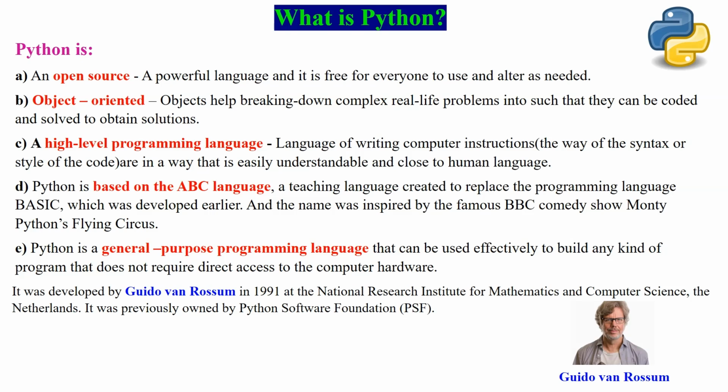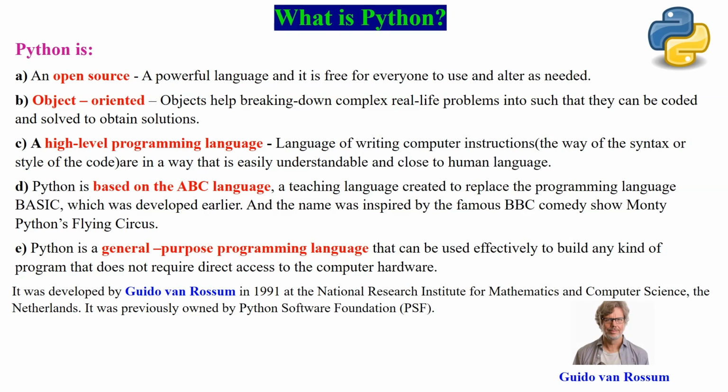Python is object-oriented, which means objects help break down complex real-life problems so that they can be coded and solved to obtain solutions. Python is a high-level programming language, which means the syntax or style of the code is easily understandable and close to human language. Python is based on the ABC language, a teaching language created to replace the programming language BASIC, which was developed earlier. And the name was inspired by the famous BBC comedy show Monty Python's Flying Circus.